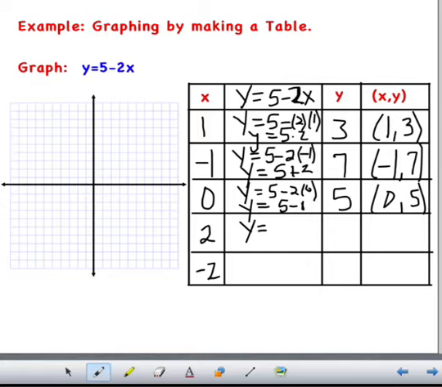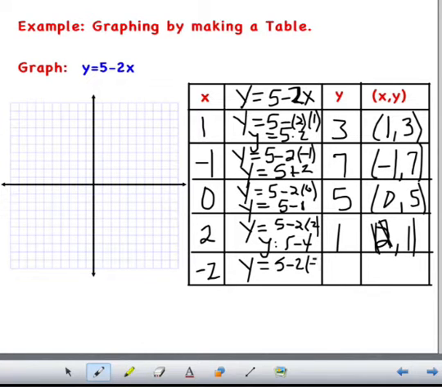Plugging in my next one, y is equal to 5 minus 2 times 2. So y is equal to 5 minus 4, which is 1. So my ordered pair is (2, 1). Plug in my next one, y is equal to 5 minus 2 times -2. So that's really going to be y is equal to 5 plus 4. So my ordered pair then is (-2, 9).